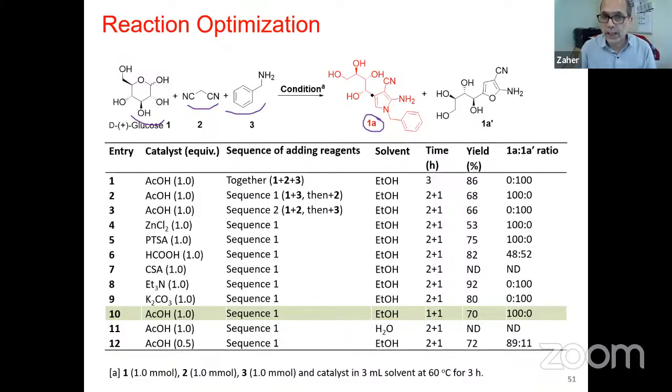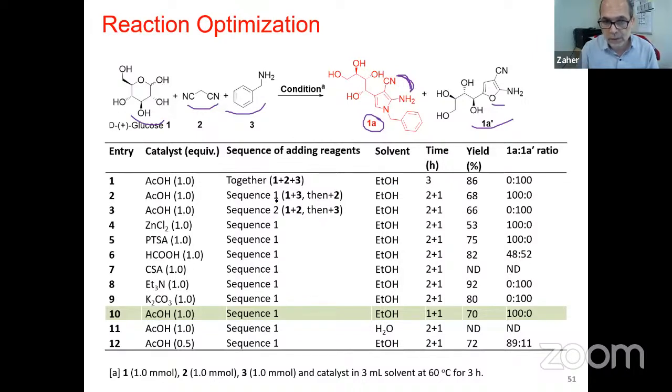1, 2, and 3 substitution, and this is the arrangement that we need, 2, 3. This reaction also, we found that it can give us this furan under some condition. We have tested different types of catalysts. We have used either reactions together or using sequence 1 or sequence 2. Ethanol was the best solvent for this. And these are the reaction times.